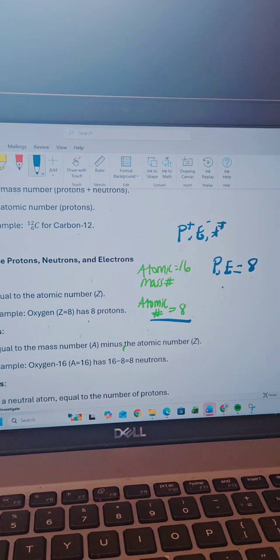Now, when I look at the mass number, the mass number tells me how much it weighs. But I also know that if I want to calculate the neutrons, I have to take the atomic mass number, subtract the atomic number from that, and that's going to equal my neutrons. So in this case, 16 minus 8 gives me 8.